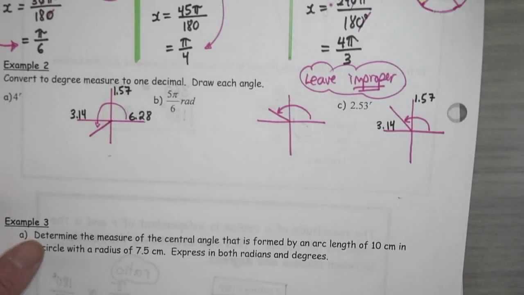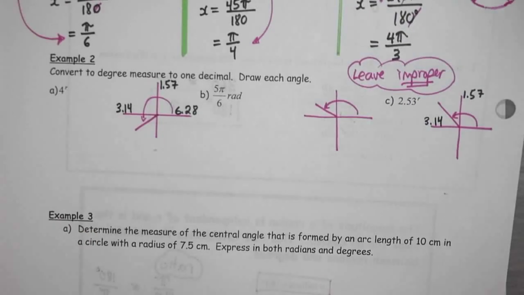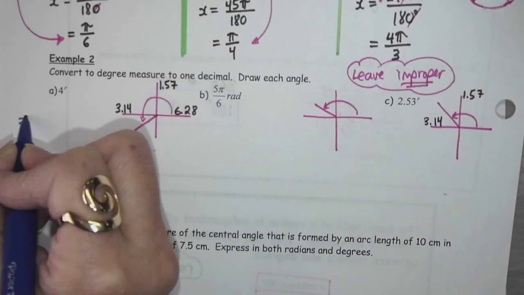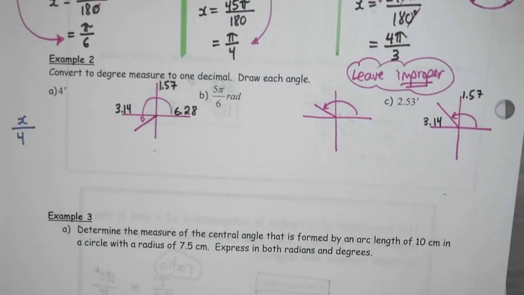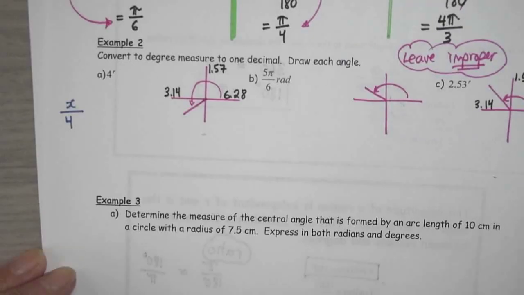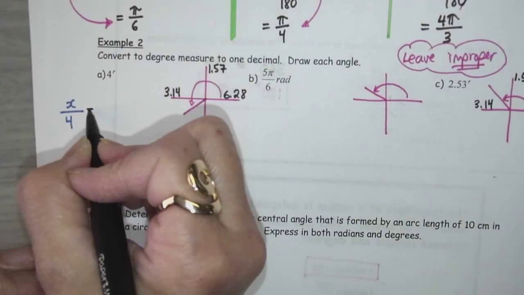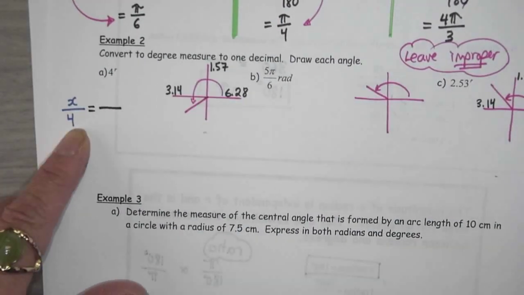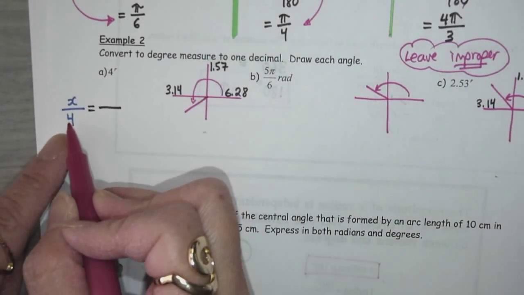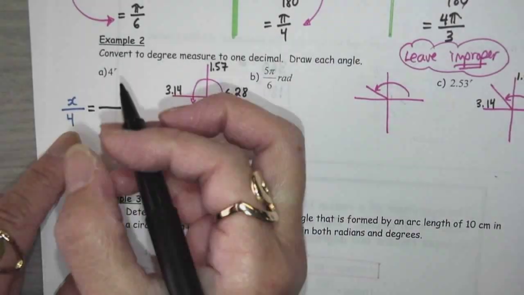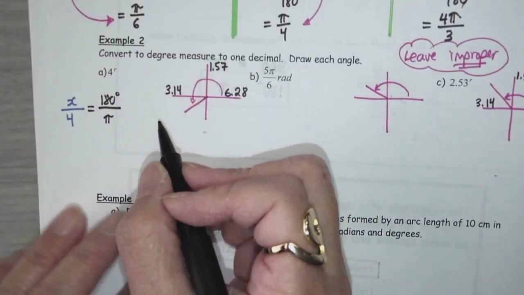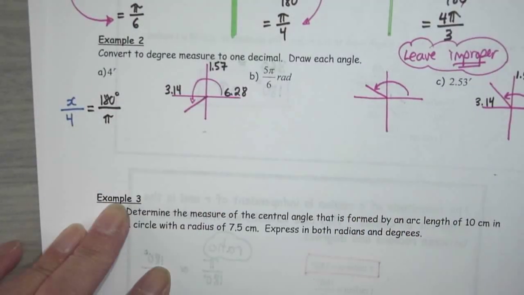Okay, so now let's do the conversion and make sure it matches what we're picturing. To convert this, I do the same idea. So I go x over 4, x over 4, equals. If I do the ratio this way, this is radians, so I need you to put pi on the bottom and put 180 here. I don't mind, it doesn't matter, so I'm going to do either.